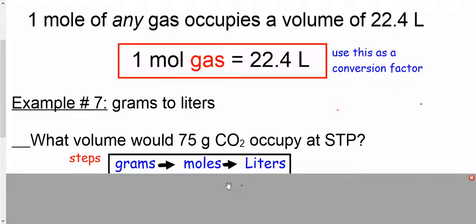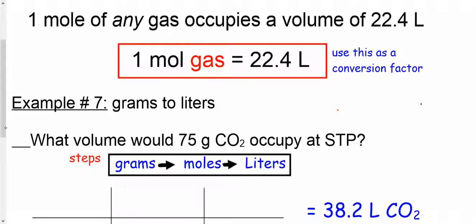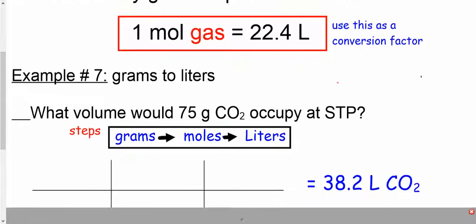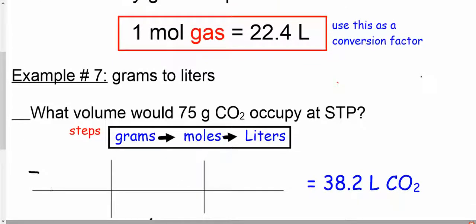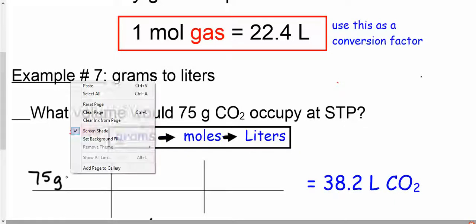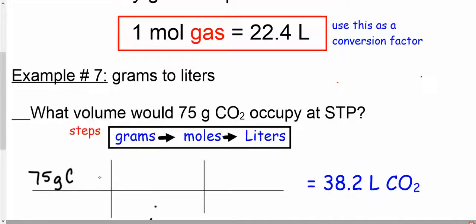I'll write down 75 grams of carbon dioxide. I want to go to moles, so I want to put 1 mole here and grams of carbon dioxide there. I need to know how many grams are in 1 mole of carbon dioxide. In other words, I need the molar mass of carbon dioxide. There are 2 oxygens, and oxygen has a mass of 16, so 2 times 16 equals 32. There's 1 carbon, which has a mass of 12, so 32 plus 12 gives us 44. So 1 mole of carbon dioxide has a mass of 44 grams.